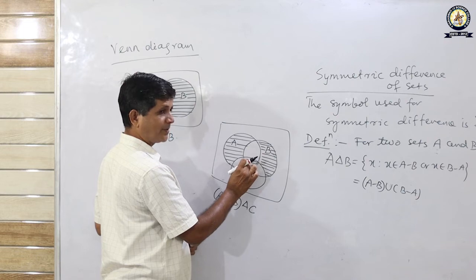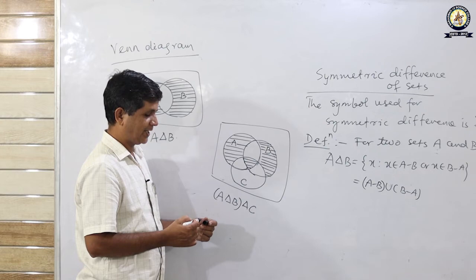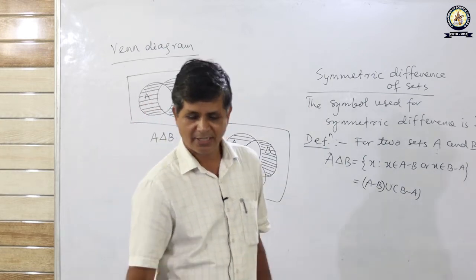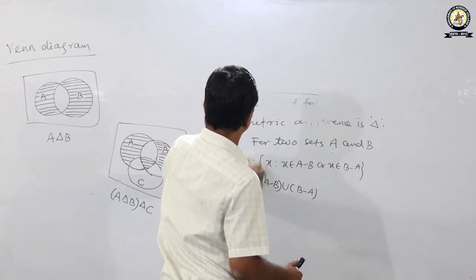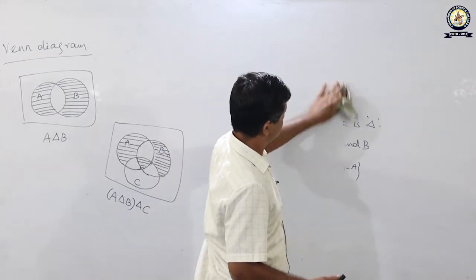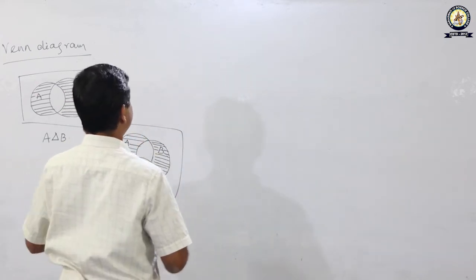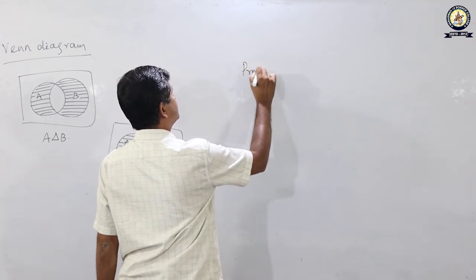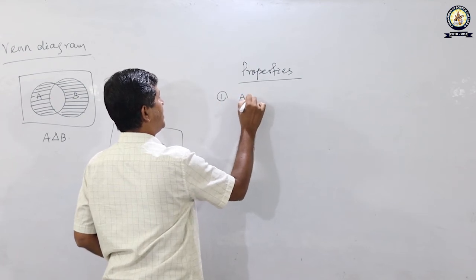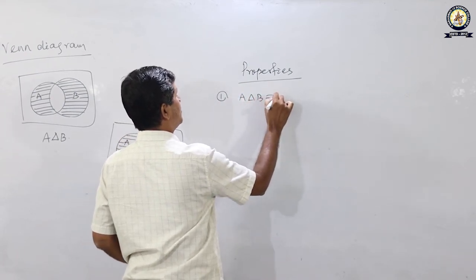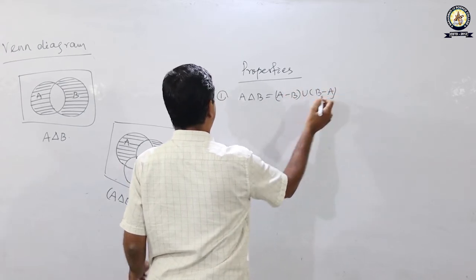This is the C part which is not present in A del B. So this part also must be taken. This is A del B del C. Now come to its properties. First bit, A del B equal to A difference B union B difference A.